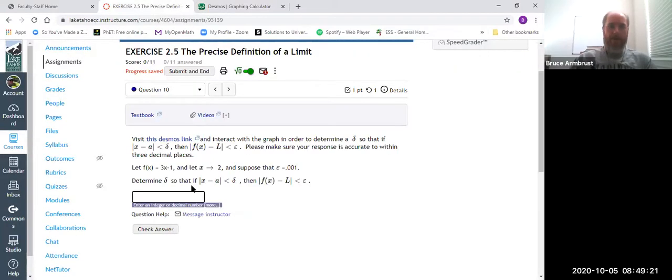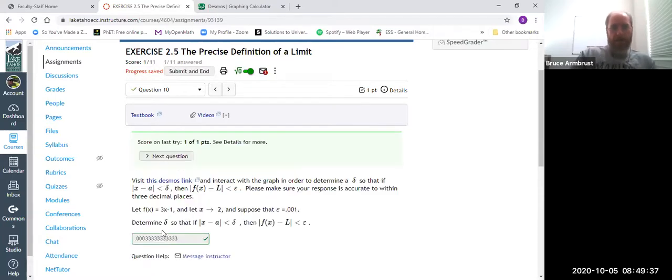Let me go ahead and get some points though. What does it say? Within 3 decimal places? Okay, well it was 0.00033333333. Yay! All right, I got my point. So let's go look at number 9.